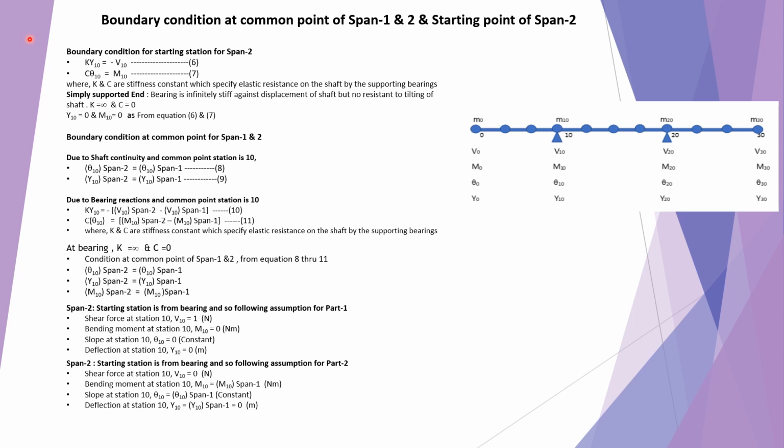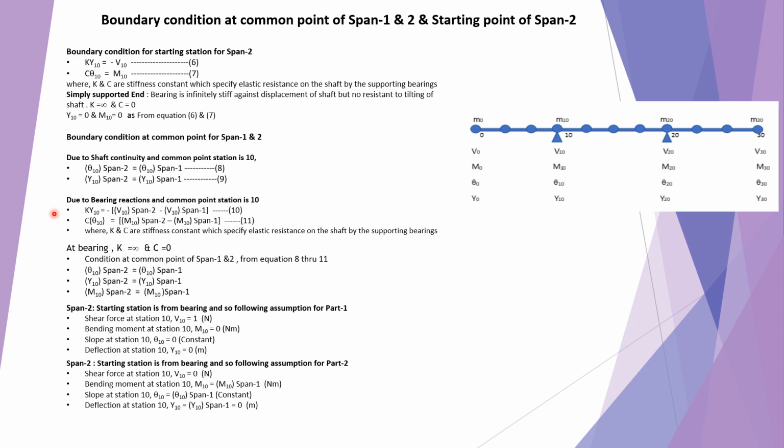So the boundary condition at the common point of span 1 and 2, that is station number 10. Due to shaft continuity at the common point, station 10, theta 10 span 2 is equal to theta 10 span 1, equation number 8, and y10 span 2 is equal to y10 span 1, equation number 9. Due to bearing reaction at the common point, station 10, k y10 is equal to minus [v10 span 2 minus v10 span 1], equation number 10. And c theta 10 is equal to [m10 span 2 minus m10 span 1], equation number 11. But again k and c are constants, so at the bearing k is infinity, c is 0.